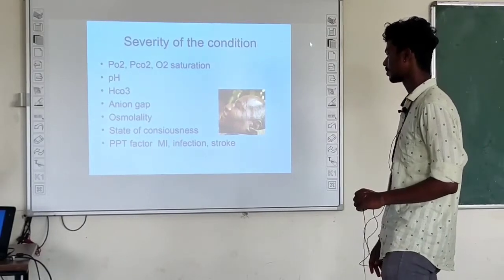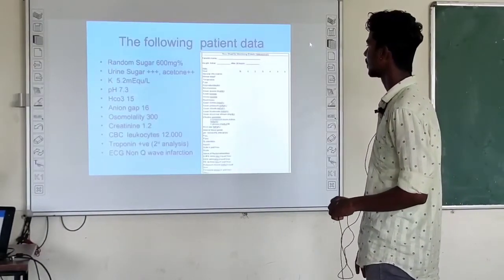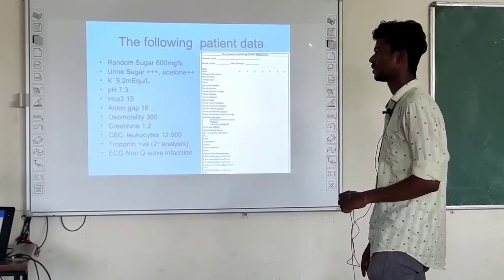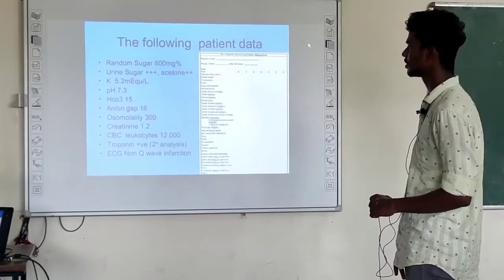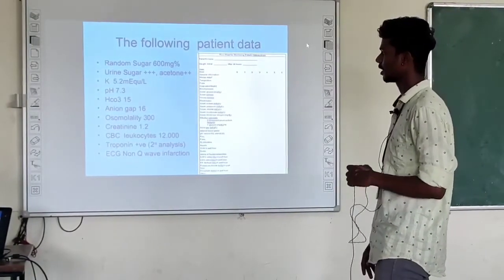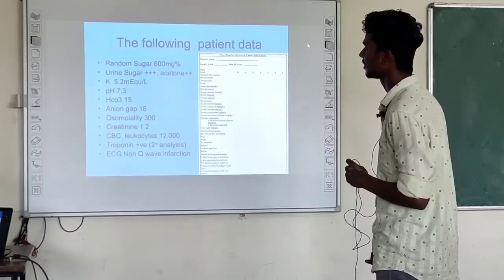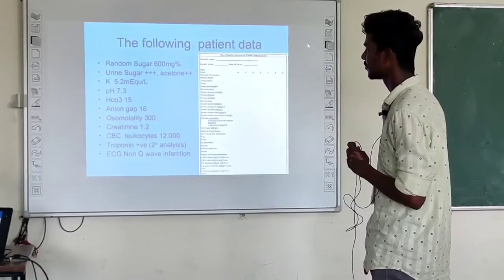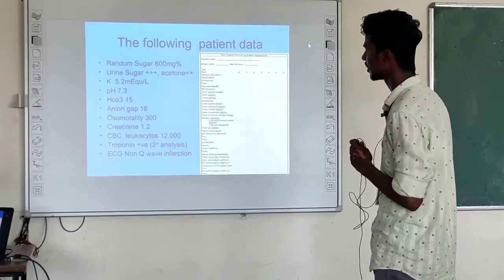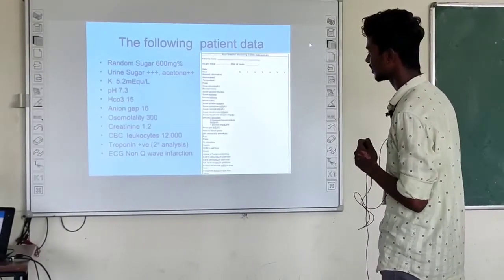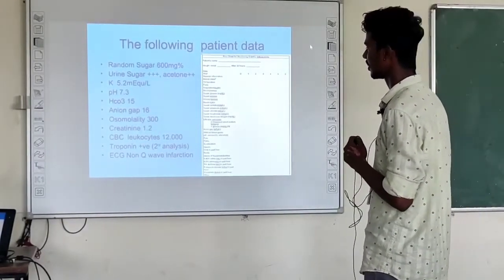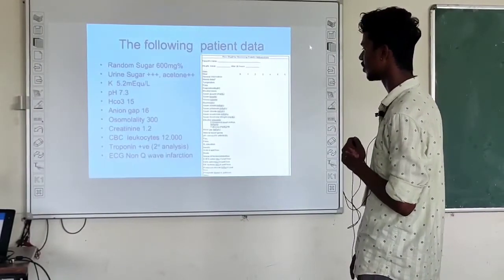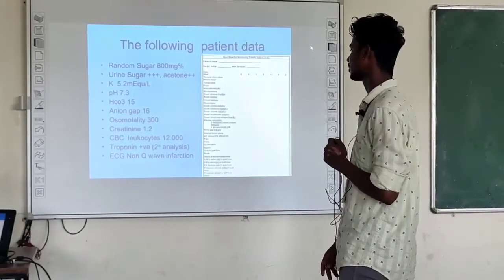infection, stroke. The following patient data: random sugar 600 mg, urine sugars, acetones, K 5.2, pH 7.3, HCO3 16, anion gap, osmolarity 300, creatinine 1.2, CBC, ketones 12, troponins positive, urinalysis, ECG non-Q wave infarction.